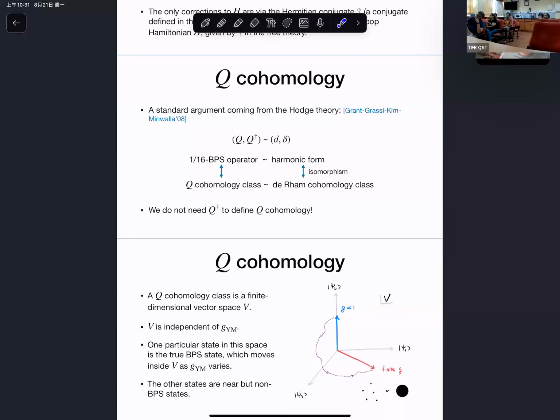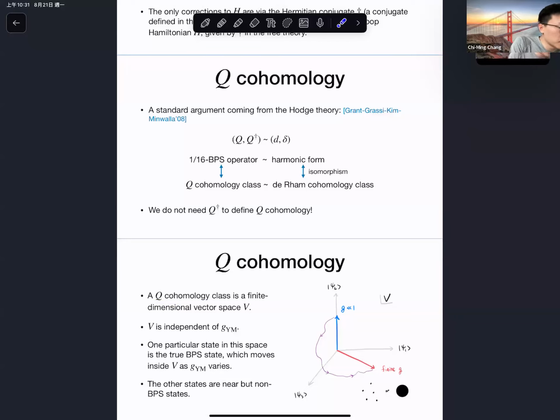The number of these states, the blue arrows, will that number depend on G Yang-Mills? It will not depend on G Yang-Mills. So in a Q cohomology class, for a given Q cohomology class, there is only one exactly BPS operator, and the others are Q exact.